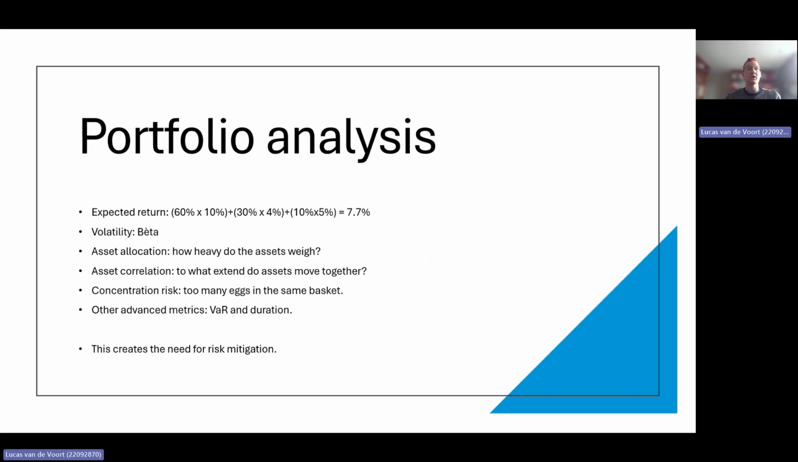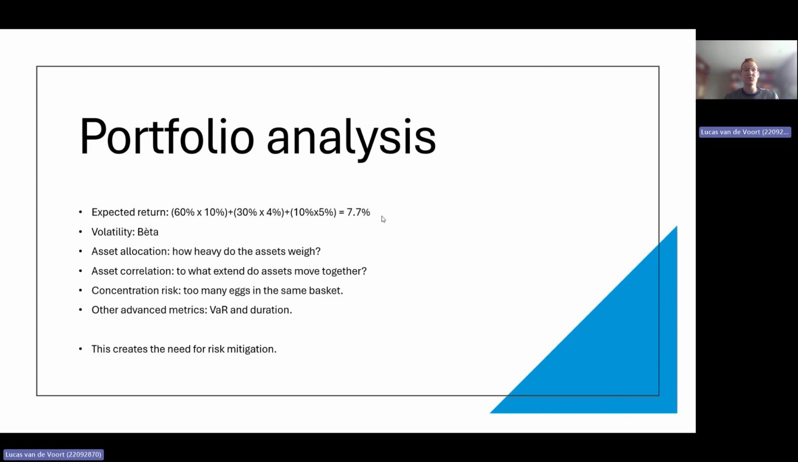And when you analyze a portfolio, you can literally look at 1,000 different things, but I would suggest that you start with the following: expected return, volatility, asset allocation, asset correlation to get to the concentration risk. And you can calculate the expected return of a portfolio by taking the expected return of one particular asset or asset class and then multiplying it by the percentage of the portfolio that it represents. So in this case, if you expect equities to return 10%, bonds to return 4%, and the commodities to return 5%, the expected return would be 7.7%.